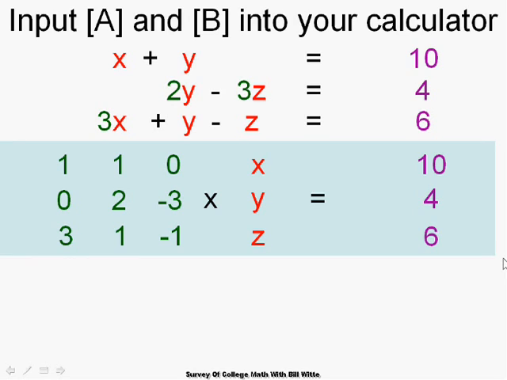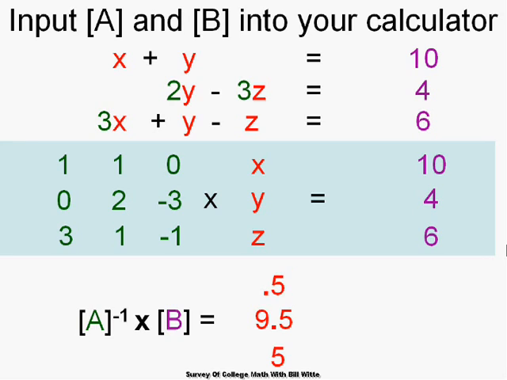Remember what to do now? Well, you'll use your names menu under matrix to type in A inverse times B, and it'll give you the XYZ matrix. That's what you should get, and that's X, Y, and Z.